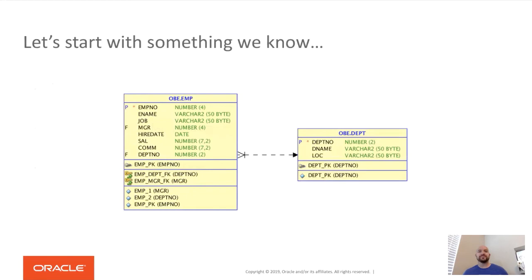All right, so let's start with something hopefully everybody here knows, some data modeling. You notice the schema here is OBE, that's for Oracle by Example, but what we're really looking at is an emp and then a dep table. These are very simple tables.